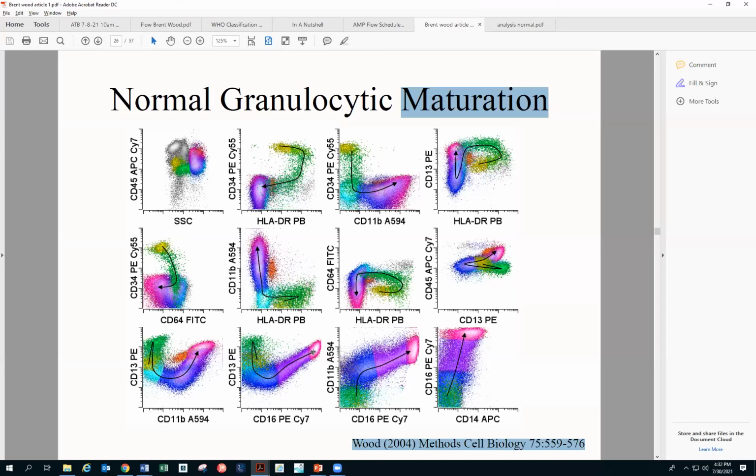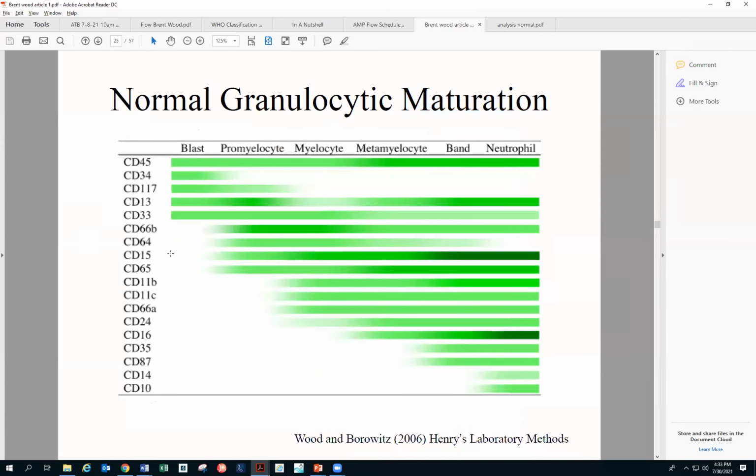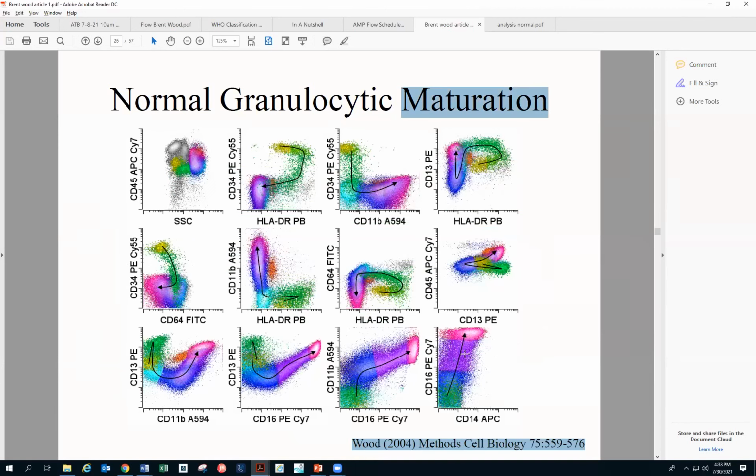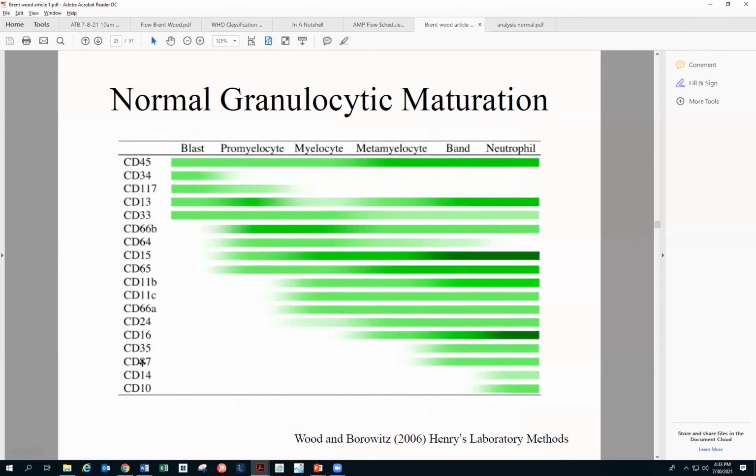You can see over here that 16 has an increasing graph. It starts from myelocyte, metamyelocyte, and then it brightens in the neutrophils, right? So it starts from myelocyte, metamyelocyte, and brightens in the neutrophils. And that's 16. Then 14. 14 again. So 14 over here. Where is 14?